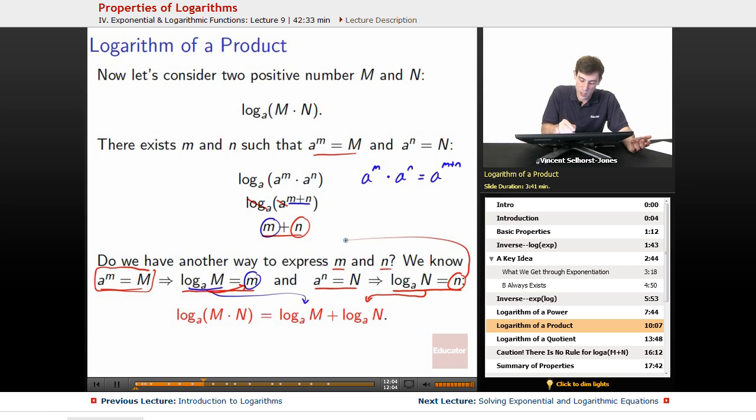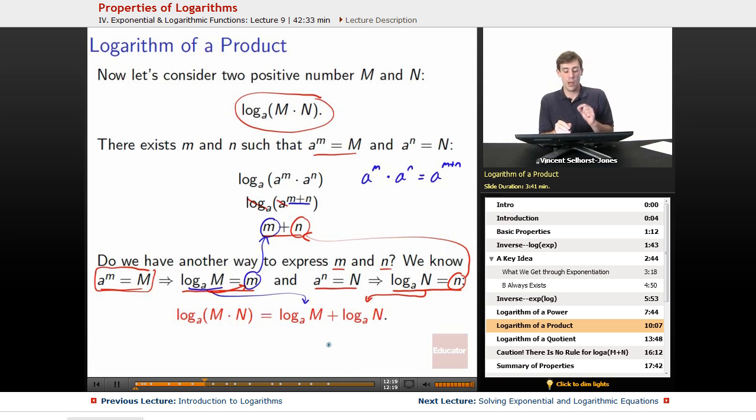So you see this here, see this here. So we can swap that out. So what we started with, log base a of M times N, big M times big N, is going to be the same thing as log base a of big M plus log base a of big N. So if we've got a product, we can split it into the sum of the logarithms of the numbers that made up each part of that product.